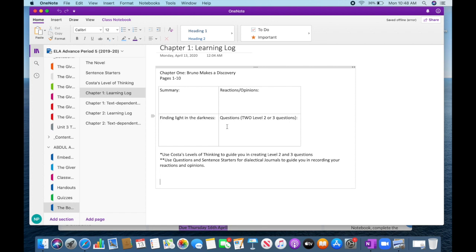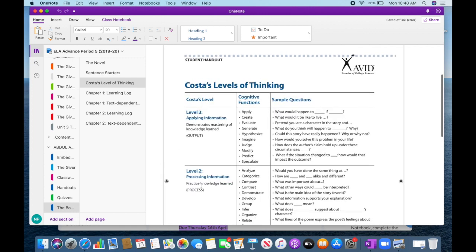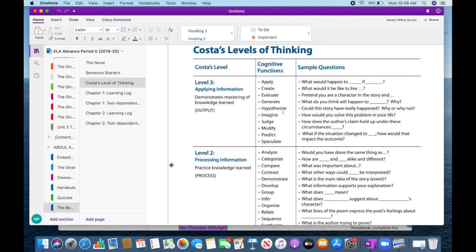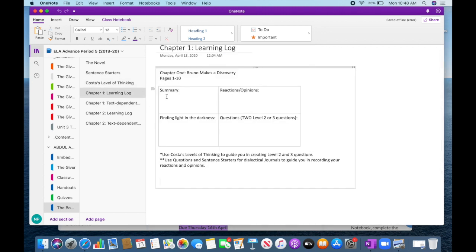And then finally, you have questions. So your level 2 or level 3 questions. So this is very similar to how you did The Giver. And if you look, we have Costa's levels of thinking. And you want to focus on level 2 and level 3 questions. So you have those cognitive functions, and then you have sample questions to help you write those questions. You can go ahead and you're going to type directly in the box for your summary, type for your reactions, type for finding light in the darkness, and type your questions.